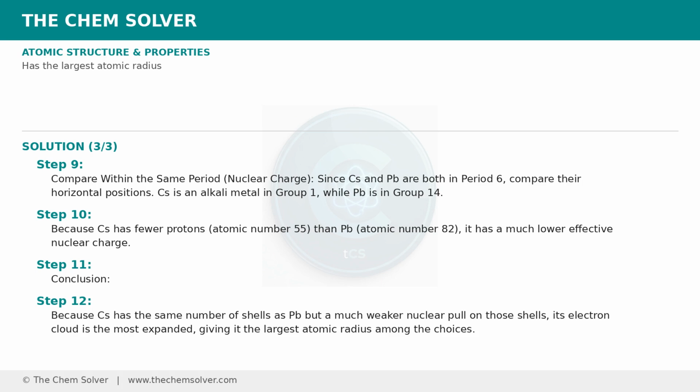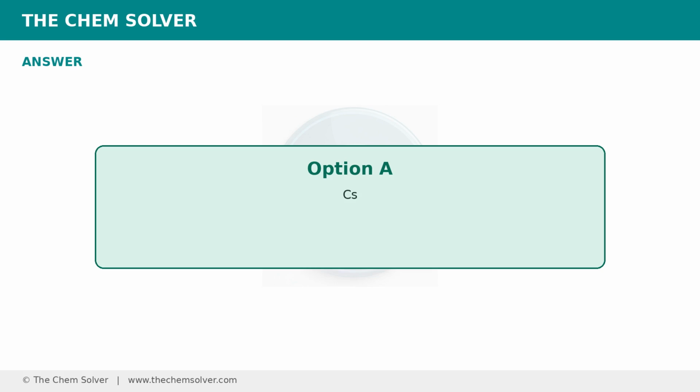Because Cs has fewer protons, atomic number 55, than Pb, atomic number 82, it has a much lower effective nuclear charge. Conclusion: because Cs has the same number of shells as Pb but a much weaker nuclear pull on those shells, its electron cloud is the most expanded, giving it the largest atomic radius among the choices. The correct answer is option A, Cs.